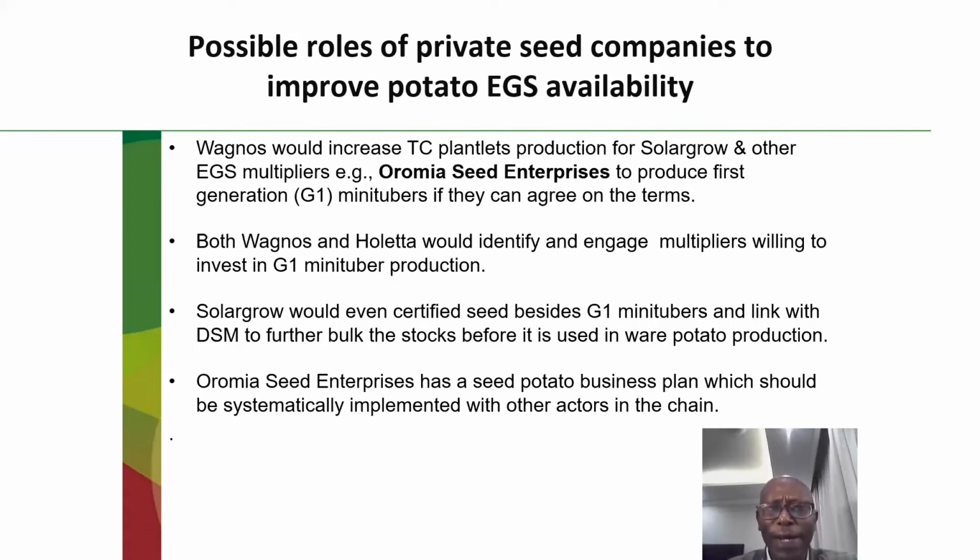Wagnos and Holeta would identify and engage multipliers willing to invest in mini tuber production as the first step in the early generation seed production chain. Soragro would also consider expanding its certified seed production, including production of first generation mini tubers, linked with other decentralized seed multipliers to further bulk the seed and make it available before it is made available to other potato producers.